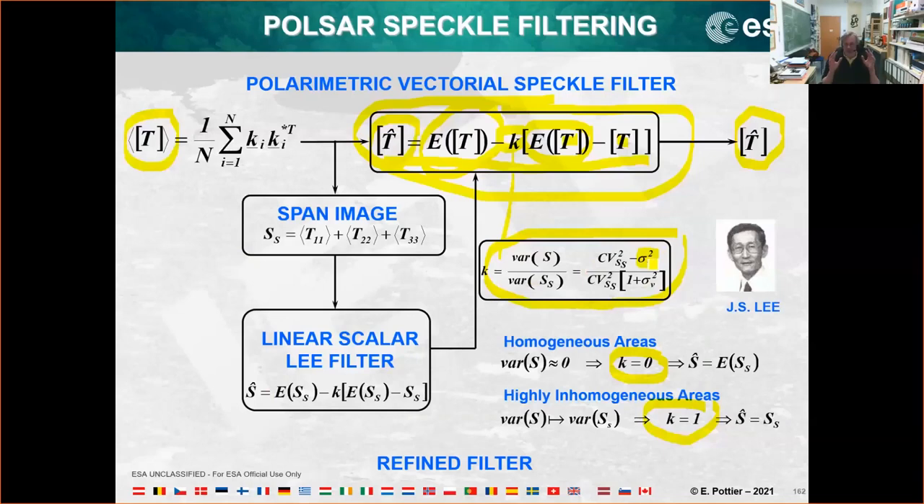The variance of the information is a function of the multi-look of the images. The number of looks is an input parameter of this speckle filter. So even if you process single look, when you launch the speckle filter, you can change the number of looks artificially. Like that, you change the dynamic of the coefficient k, so you change the limit of homogeneous versus inhomogeneous area. So you can play with this indirectly with the multi-look coefficient.